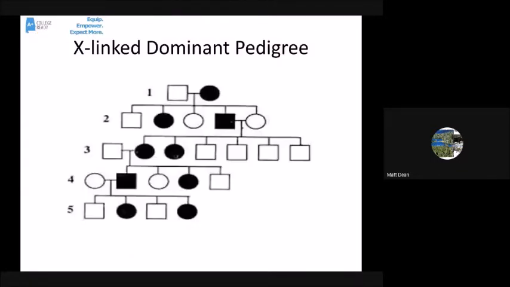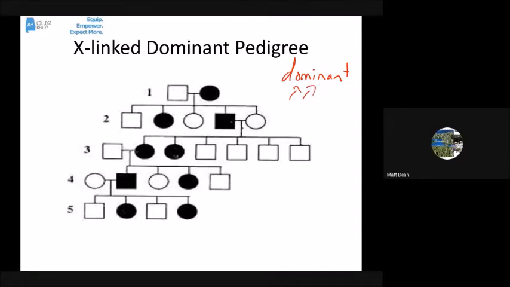Again, first thing you want to look at, does the trait skip generations? And we can see affected individuals in each generation. So because it doesn't skip generations, that tells us it's probably a dominant trait. Also, we notice there's no carriers marked. There don't seem to be any carriers. That also leads us to believe that this trait is probably dominant.